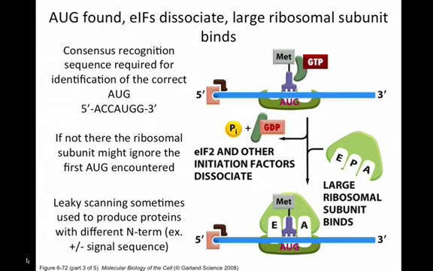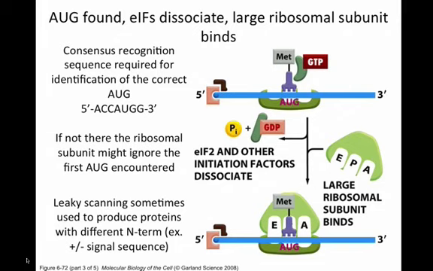So let's talk about this: you're scanning for your AUG. There's a concept called leaky scanning, where sometimes you'll get translation initiation and sometimes you won't. Sometimes it'll skip and go to the next methionine, and that's used purposely by the cell to produce different proteins with different N-terminal sequences. This is useful, for example, if you're trying to produce a protein that is secreted or membrane bound, or that is sent to the ER or to mitochondria.